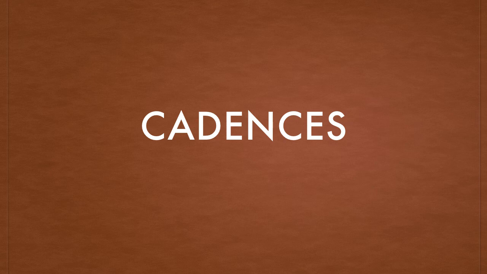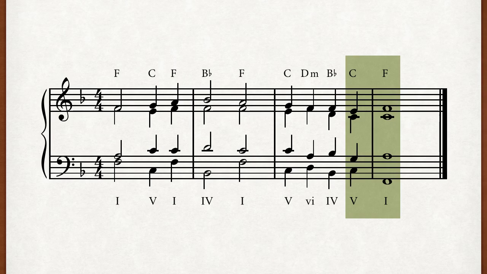So, what is a cadence? In a nutshell, a cadence is the closing gesture at the end of a phrase. And when we talk about cadences, we're going to talk about them regarding the chords at the end of the phrases, specifically the last two chords of the phrase. Each of those chords could be assigned a Roman numeral, and those Roman numerals will tell us more about the kind of cadence taking place.